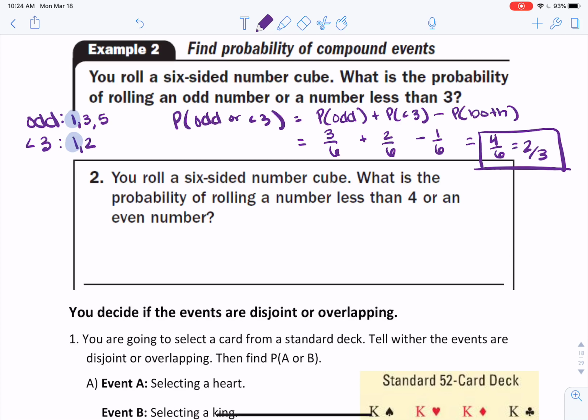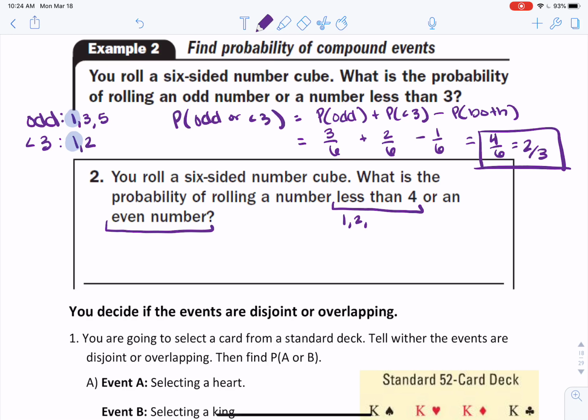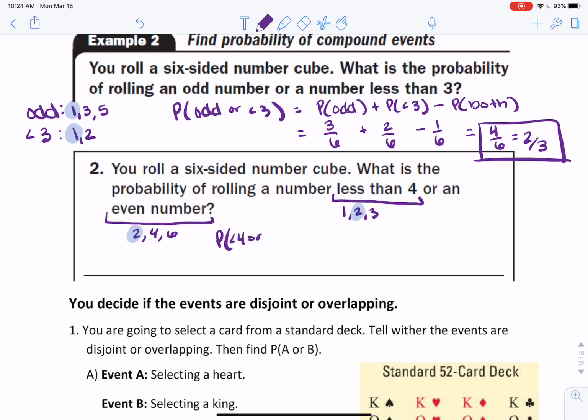To do another one here, you roll another six-sided number cube. What is the probability of rolling a number less than 4 or an even number? So the numbers less than 4 are 1, 2, 3, and an even number is 2, 4, and 6. So notice here, both could be a 2. So the probability of less than 4 or even is equal to the probability of less than 4 plus the probability of an even number minus the probability of both of them.